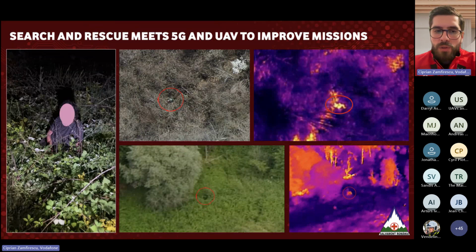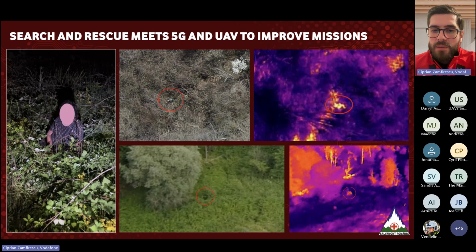The last 2 months were very heavy for us, and 2 persons were found alive using drones. Those are the examples: a lady, an old lady, and an old man. They went from home for 2 days. They couldn't be found with classical equipment and techniques. And when Salvamont was asked to provide support in just 2 hours using drones, mapping, AI, and thermal vision, those persons were found in those woods.